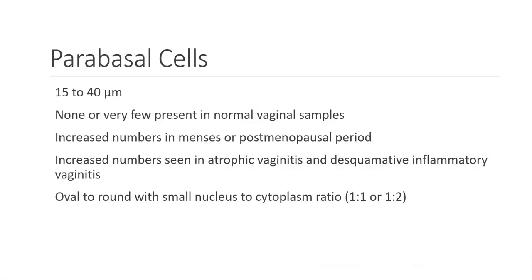Parabasal cells are 15 to 40 micrometers in size. None or very few are present in normal vaginal samples. You may see increased numbers in menses or postmenopausal period. Increased numbers are seen in atrophic vaginitis and desquamative inflammatory vaginitis. They are oval to round with a small nucleus to cytoplasm ratio of 1:1 or 1:2.